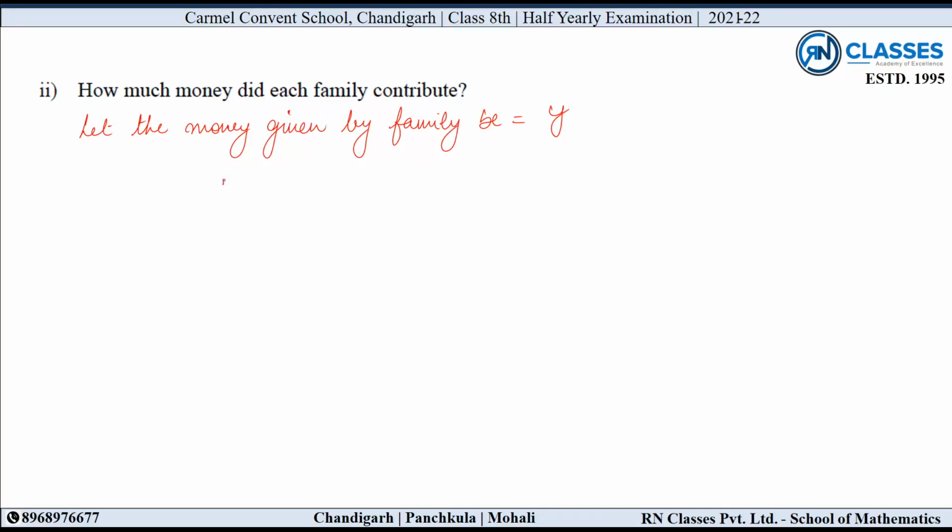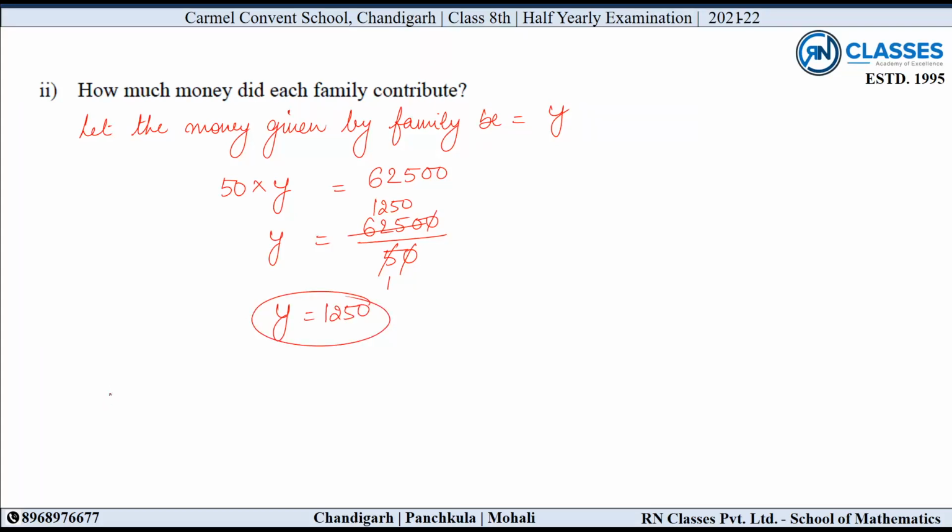How many families were there? 50 families who donated y amount of money. So total money was 50 into y. Total money we have already got, that is total contribution is 62,500. Right. 50y is equal to 62,500. So y is equal to 62,500 by 50. 5 ones are 5, 1, 2, 5, 0. So y is equal to 1250.